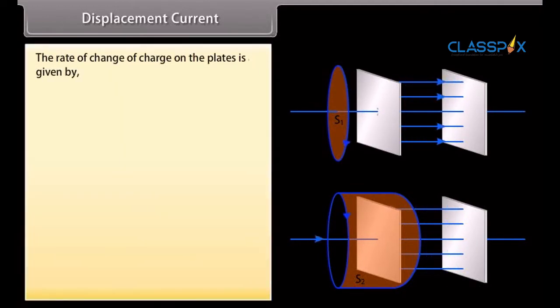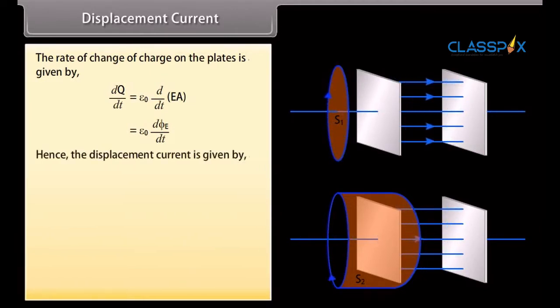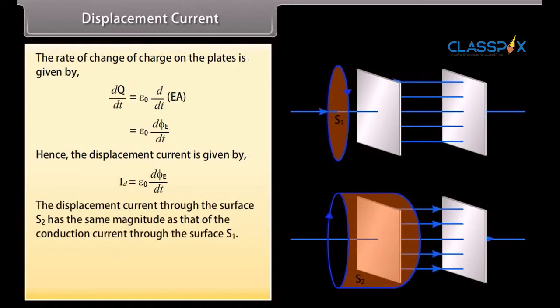The rate of change of charge on the plates is given by epsilon naught d upon dt of EA, which is equal to epsilon naught d phi E by dt. Hence, the displacement current is given by I_D is equal to epsilon naught d phi E by dt. The displacement current through the surface S2 has the same magnitude as that of the conduction current through the surface S1.